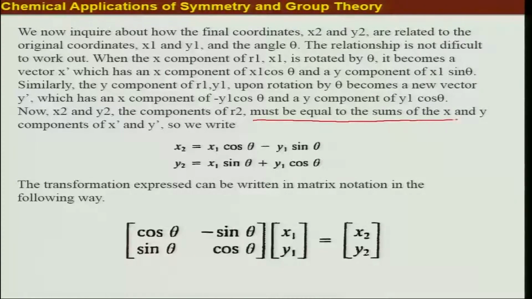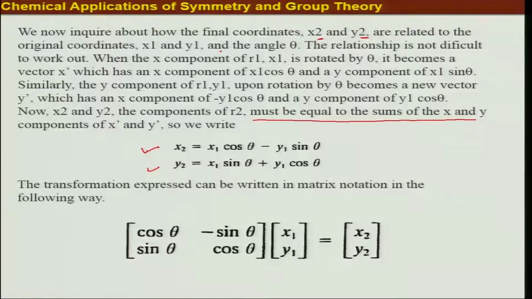Now x2 and y2, the components of r2, which is the new vector, must be equal to, this is very important, right? This must be equal to the sum of the x and y components of this x prime and y prime. So thereby we can write these two equations that are given here, equation 1 and equation 2. Here one thing I will mention, all these 2's are supposed to be subscripts. For some reason it's coming as such. So you can correct this and write x subscript 1 or y subscript 1, but that will not make any change to the context at all.